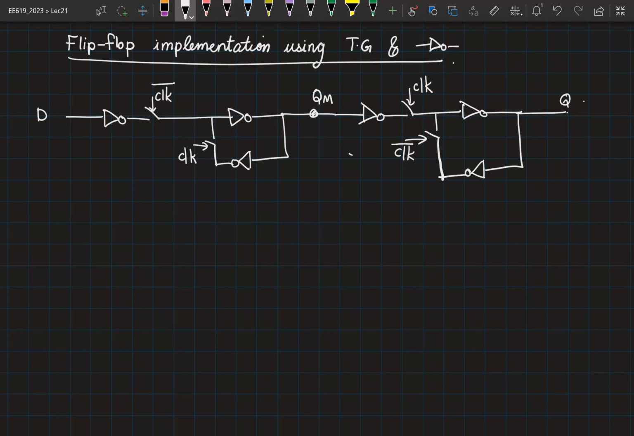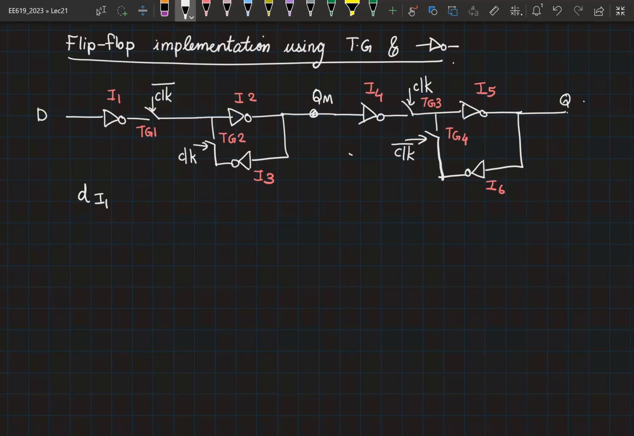Right. So now let me label the individual components. Let's say I1, I2, I3, I4, I5, and I6. Let's say this is TG1, TG2, TG3, and TG4. Now, roughly, we are going to represent the delay of the component as D, with the name of the component as a subscript. So D_I1 for the delay of I1, D_TG1 for the delay of the first transmission gate.